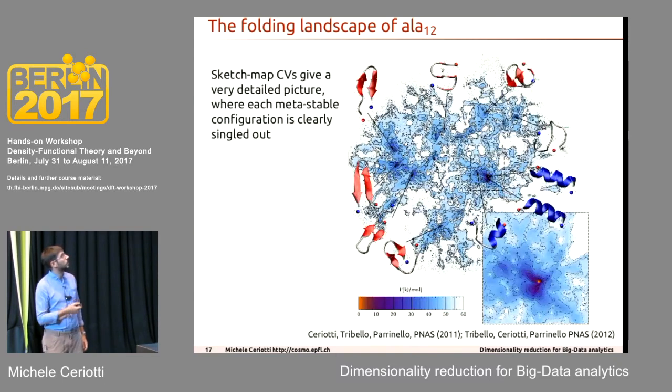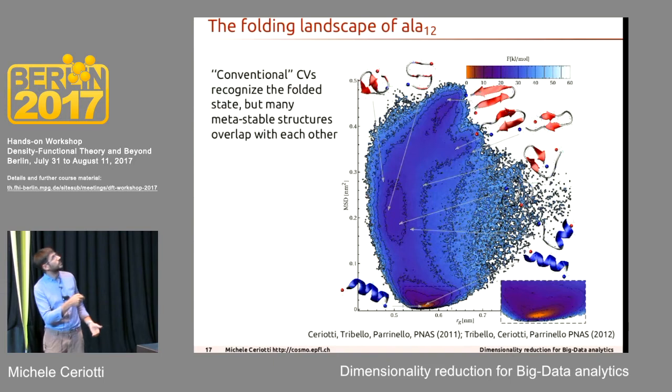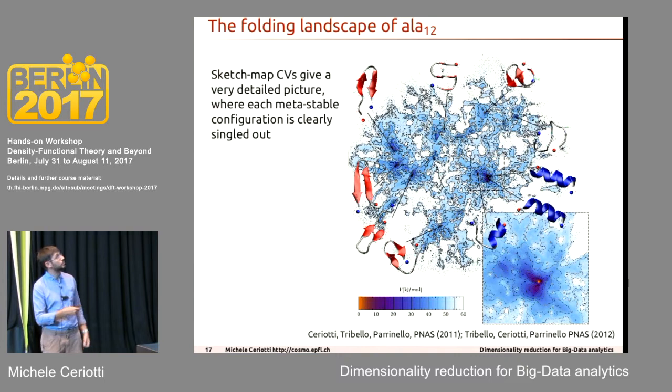So what's going on? Well, it's not that these structures are not stable, it's that these coordinates do not have enough resolution to distinguish this structure from that structure. And if instead you use a data-driven technique to define the collective variables, now each of these structures is correctly identified as a local free energy minimum.